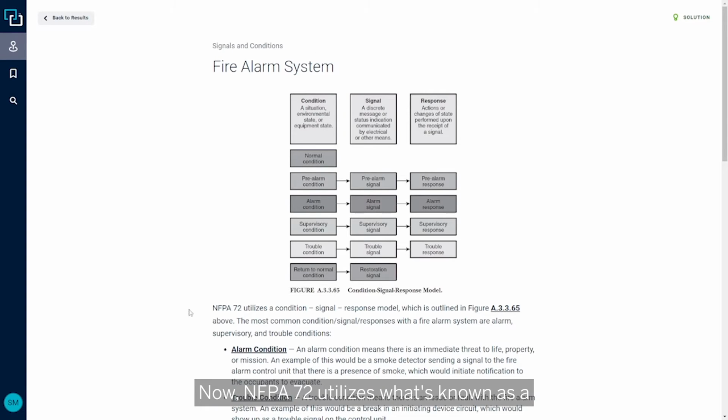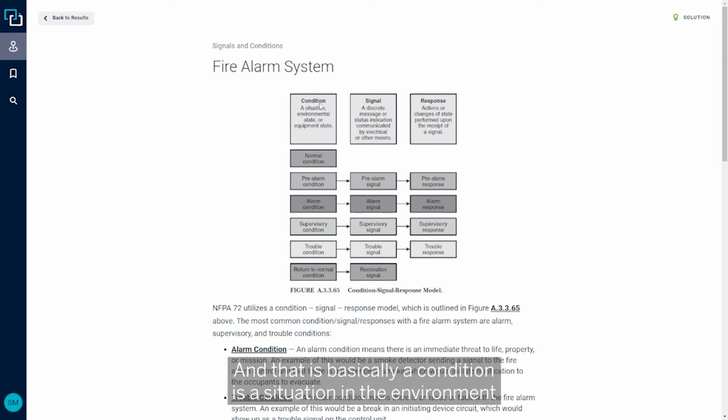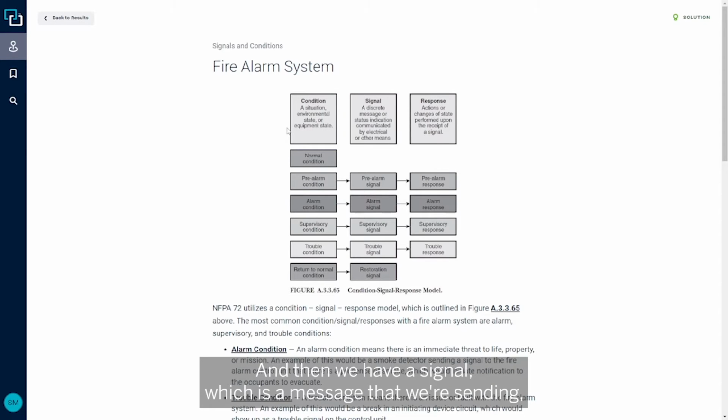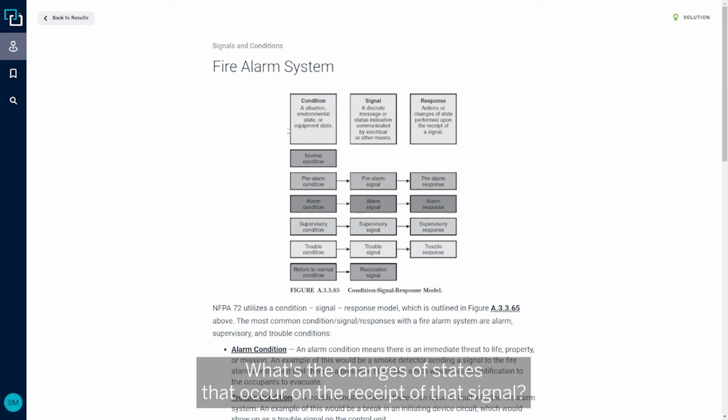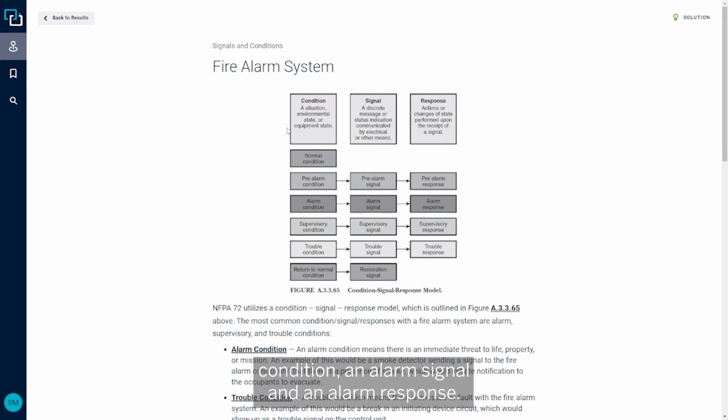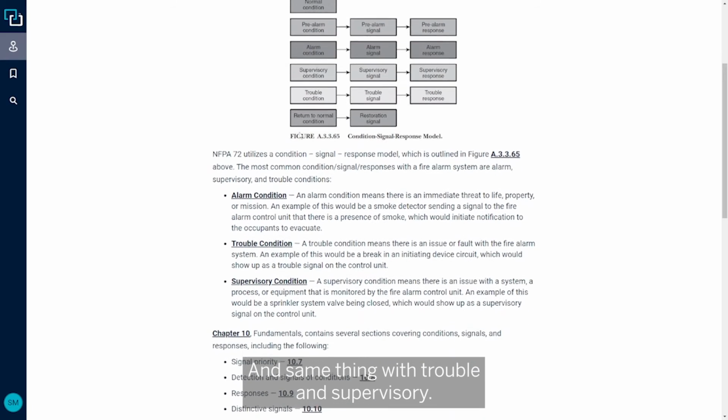Now, NFPA 72 utilizes what's known as a condition-signal-response model. A condition is a situation in the environment, which could be, say, a smoke condition that could create an alarm condition. Then we have a signal, which is a message that we're sending, say, to the fire alarm control unit. And then we have our response: what are the changes of state that occur on the receipt of that signal? So when we're talking alarm, trouble, supervisory, we have an alarm condition, an alarm signal, and an alarm response. And the same thing with trouble and supervisory.